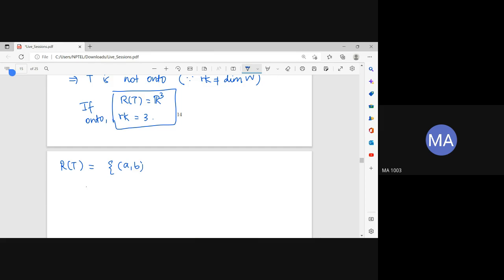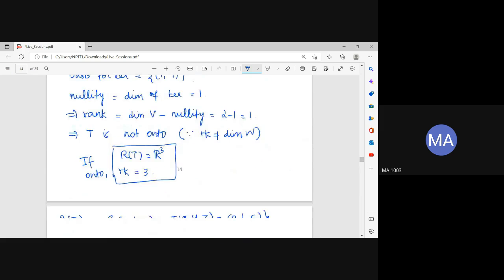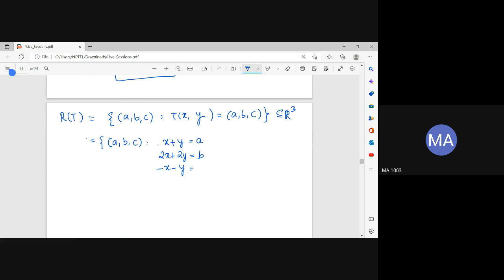So you're looking for all those (a, b, c) such that T of (x, y, z) is equal to (a, b, c), right? Yes, ma'am. Set of all (a, b, c) such that x plus y is equal to a, 2x plus 2y is equal to b, minus x minus y is equal to c. It's R2 to R3, so the input is (x, y) only. Range is inside R3, no?